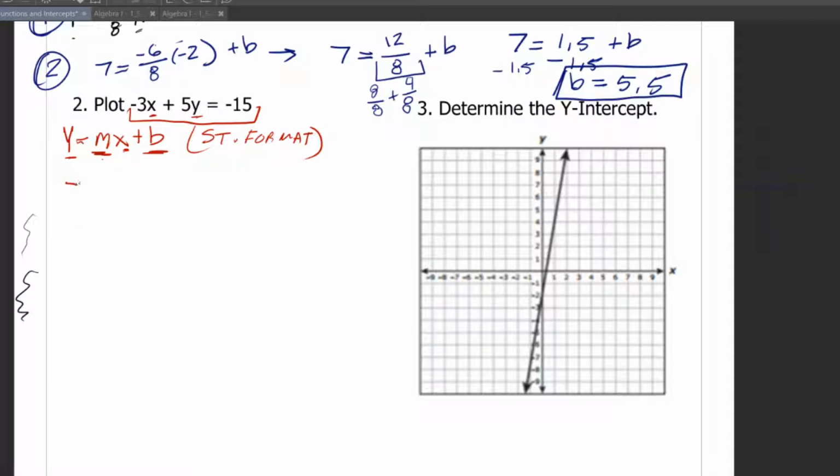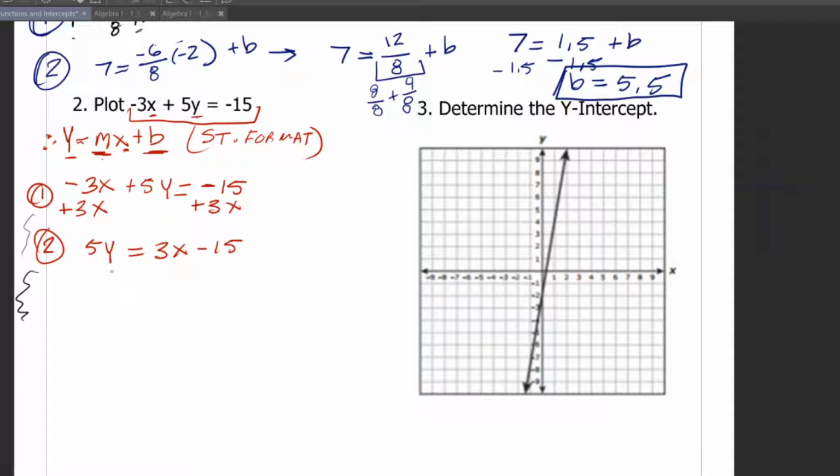So let me do this step by step. Negative 3x plus 5y equals negative 15. First thing I want to do is get this initially looking like standard format, right? So what am I going to do? Plus 3x. Everything you do to this side, you have to do to the other side, plus 3x. This is step 1 here. So step 2, we'll make it 5y equals 3x minus 15.